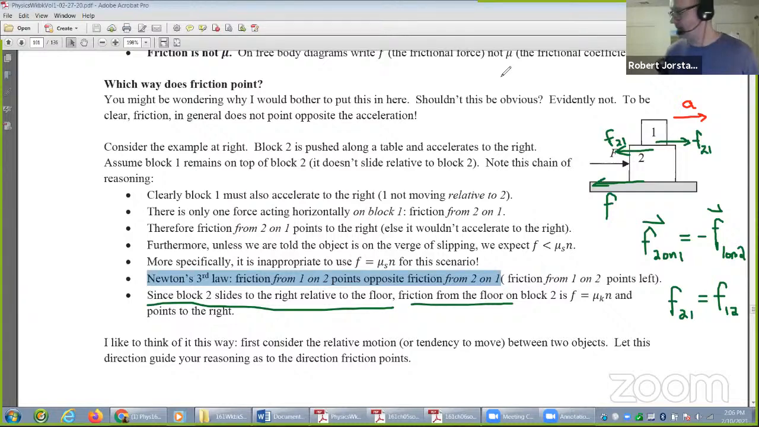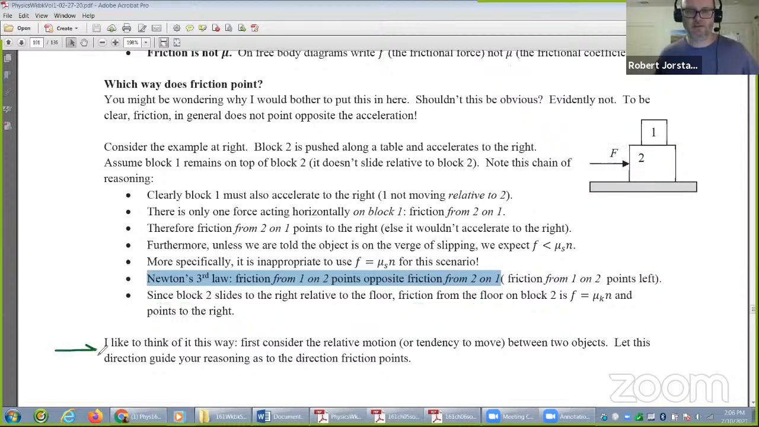Any questions about that picture? So cool. Here's a final thing. Consider relative motion or the tendency to move between two objects. So friction always occurs between two objects. Think about which way the objects would move relative to each other and let that be the guide to which direction friction points.